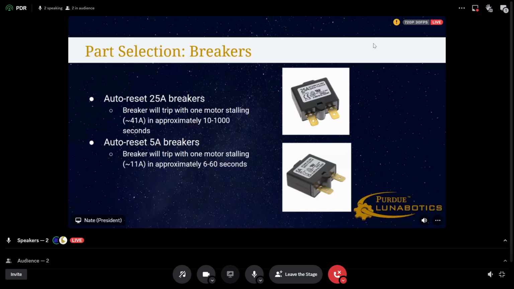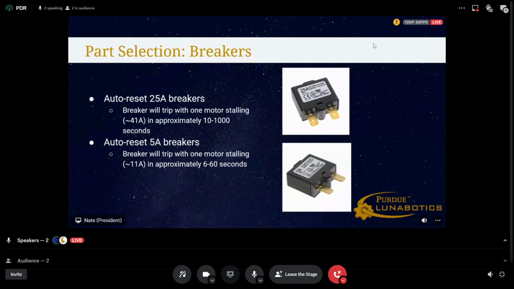So for our circuit breakers, we decided to go with two separate breakers per motor, obviously. They're both auto reset, and the first one is going to be 25 amps, and that's going to be for X-step. We chose this based on one motor stalling: if one motor were to stall, that'd have an output of approximately 41 amps, and it would break in 10 to 1,000 seconds.